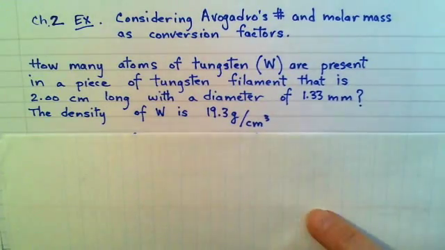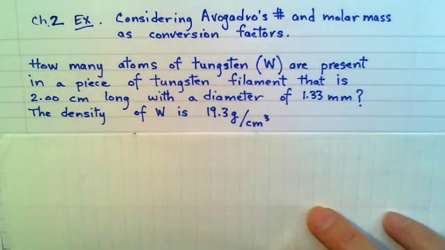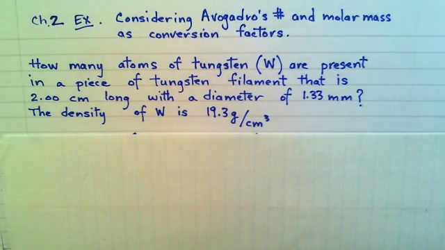Okay, so one thing that we do need to remember here is the volume of a cylinder. So I'm going to consider that this tiny filament wire has the shape of a little cylinder. So that formula wouldn't be given to you. You have to remember that one. So how are we going to figure this question out?